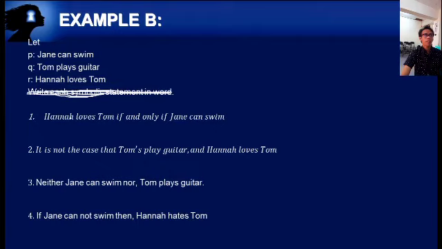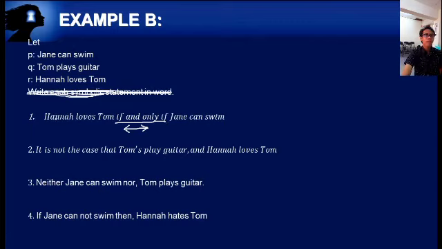So, the instruction is: write each sentence into symbolic logic. Number 1: Hannah loves Tom, if and only if Jane can swim. Now, the first technique here, class, is to look first at the connectives used. The connective used is if and only if. What is the symbol of if and only if? That is biconditional, so you use the double arrow going left and going right.